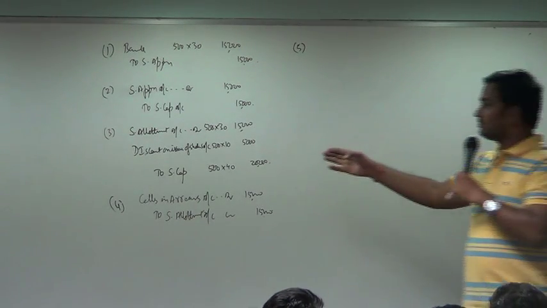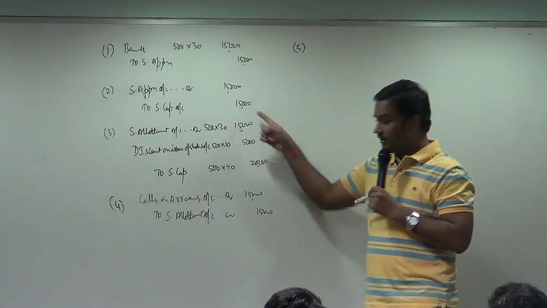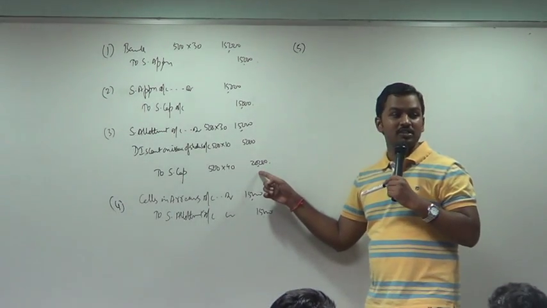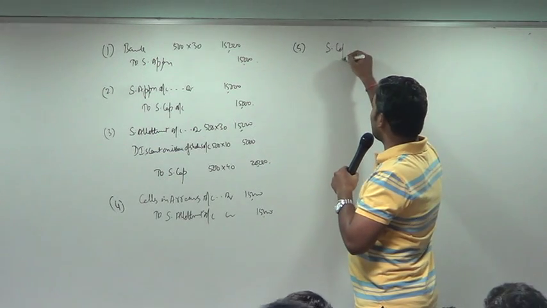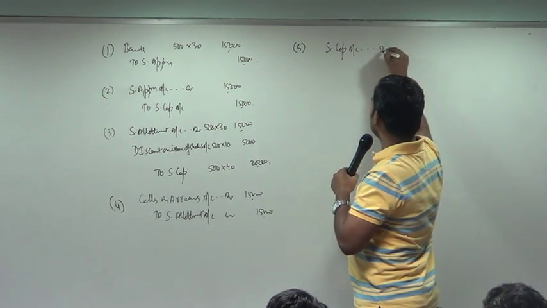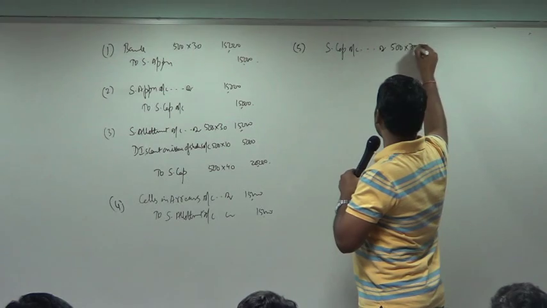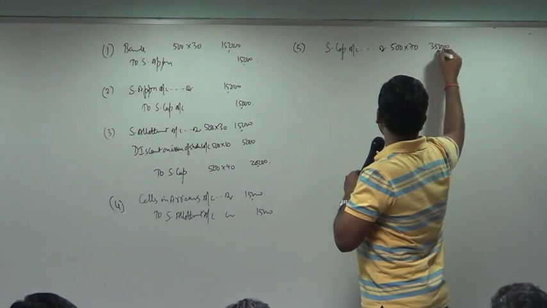Don't believe me? Check. 15,000 plus 20,000, how much is it? 35,000. Share capital account debtor, 500 into 70, 35,000.